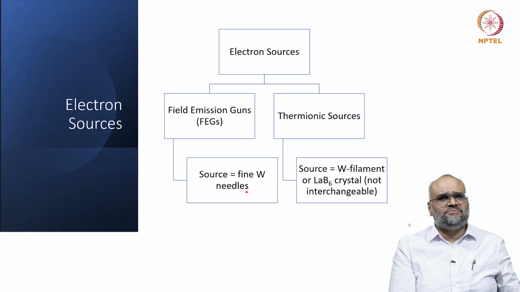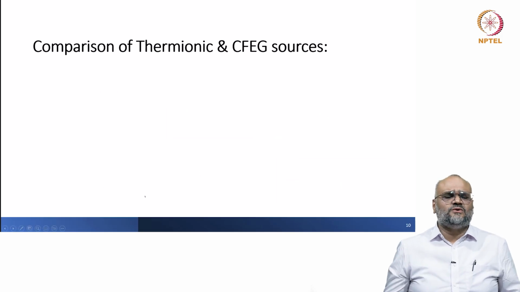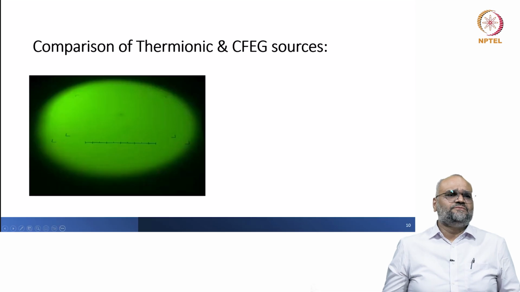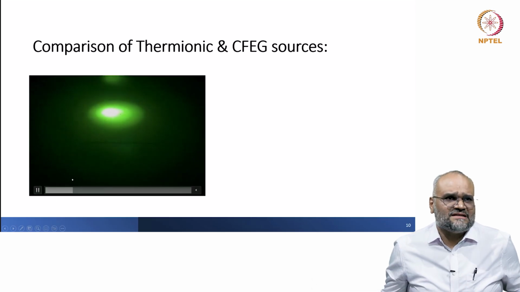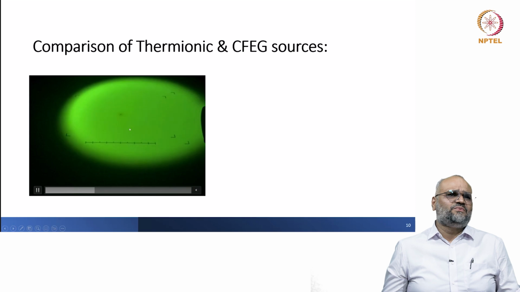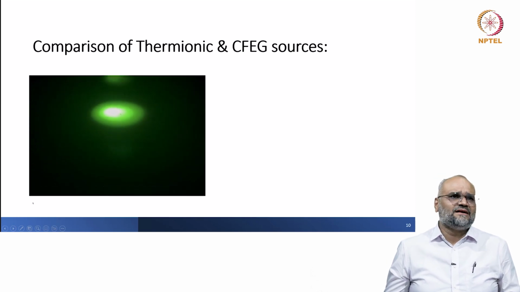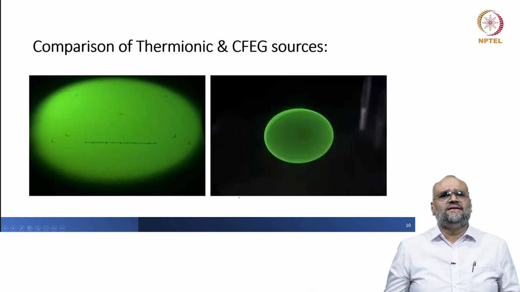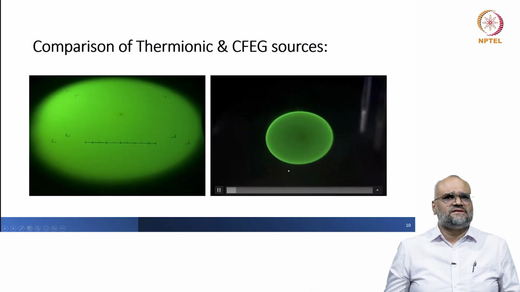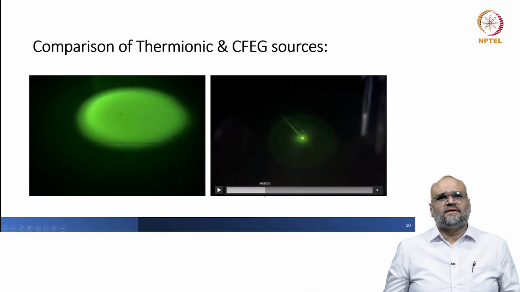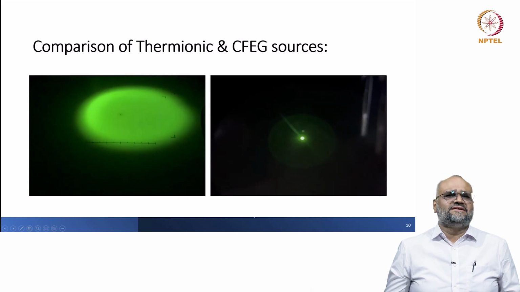So I'll give you an example of how a thermionic emitter and a cold field emission looks like. The video on the left shows you the source, which is a thermionic emitter. When I converge and spread the electron beam by changing intensity on the microscope, you can see that the point of convergence is rather large, and if I compare it with a cold field emitter source, the point of convergence is rather sharp.